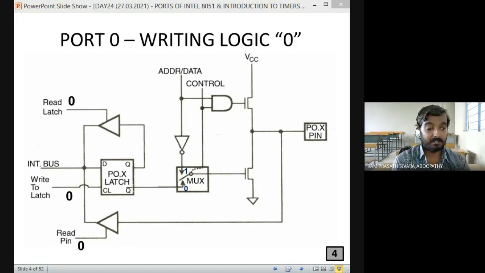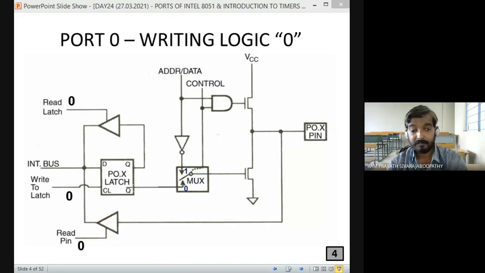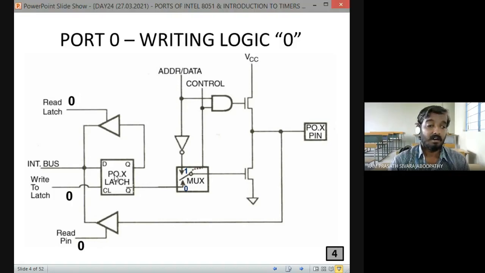CLR P0.0. That is the instruction to write logic 0 to a port pin. Here we are speaking about port 0, so I am considering P0.0. That means all the other port pins of port 0 function the same way. I am generally mentioning it as P0.x, where the value of x may be from 0 to 7. If you consider any pin, it functions in this way only.